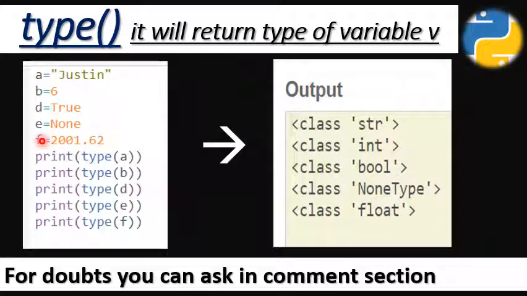Then your variable F has the value 2001.62. So it is of float data type, a decimal value kind of. See, with print type of F, you print the type of value assigned to your variable F, which is class float. So now I hope it is clear to you what the type function is doing. It is actually displaying the data type of the values assigned to your variables.